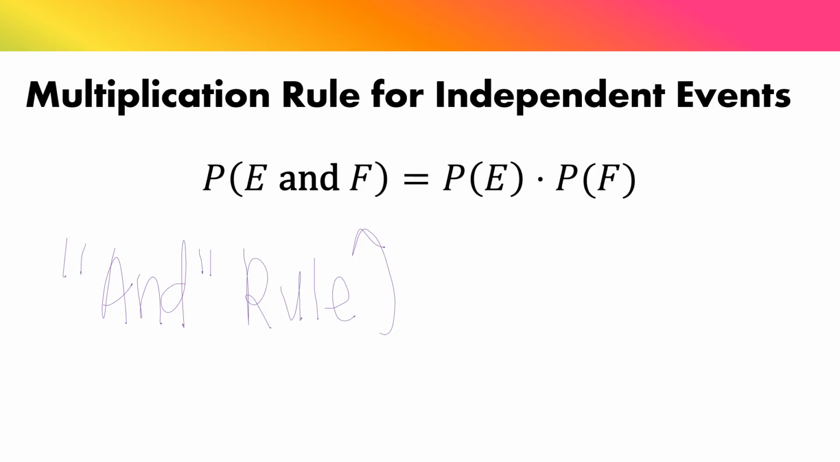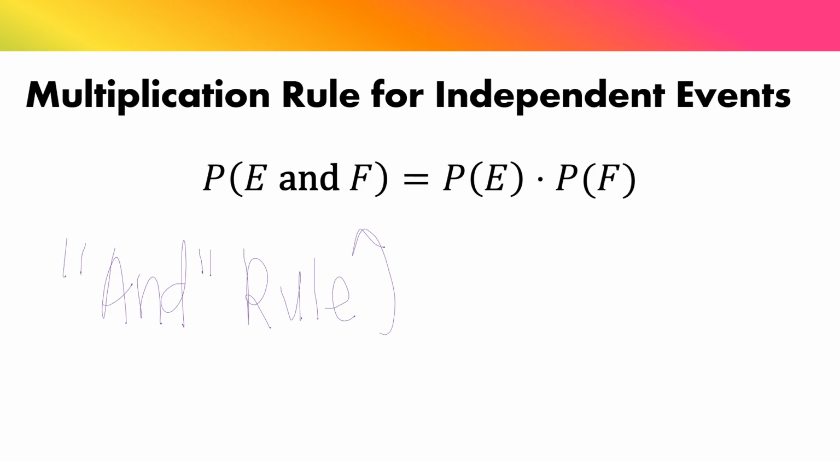If you see a problem that says something like, what is the probability that you are randomly assigned a doctor who is a general practitioner and is under the age of 45? I think that was an example that we saw in the last section. If you see that word and in there, that's a clue that you might be able to use this multiplication rule. And of course, before you decide whether or not you're going to use it, you do need to check that the events are independent.